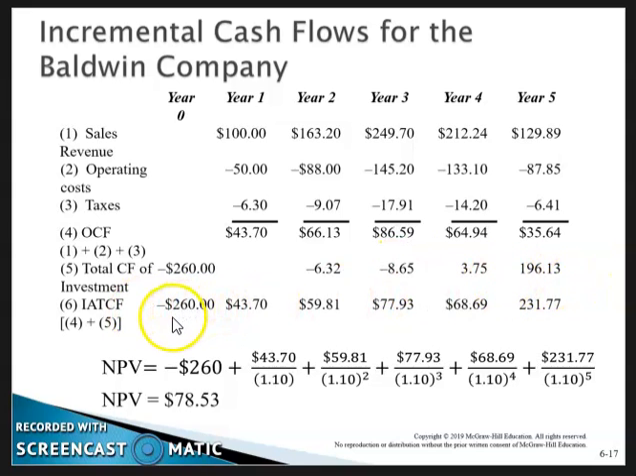So we're going to do an NPV based on these cash flows. And so our NPV at 10% is 78.53, or 78,000. These are in thousands. So it's a positive NPV, so you would accept the project. If you calculate the IRR of these cash flows, it's 18.54%.